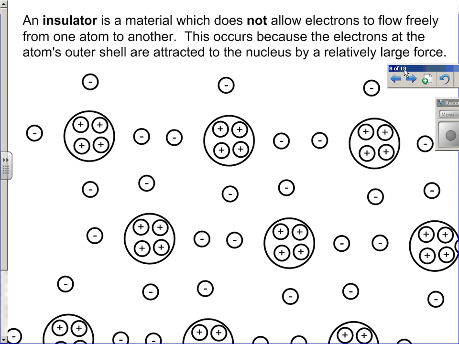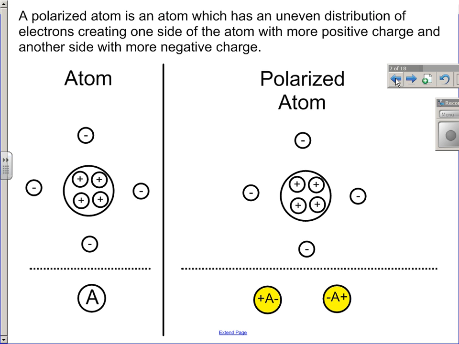So anyway, the idea here is, again, I've got all these atoms drawn on the screen. Each of these electrons has a very tight bond to the nucleus. So this electron here wants to stay with this nucleus. It's not going to move. So because of that, you can create what's called a polarized atom. A polarized atom is an atom which has an uneven distribution of electrons, creating one side of the atom with more positive charge and another side with more negative charge.